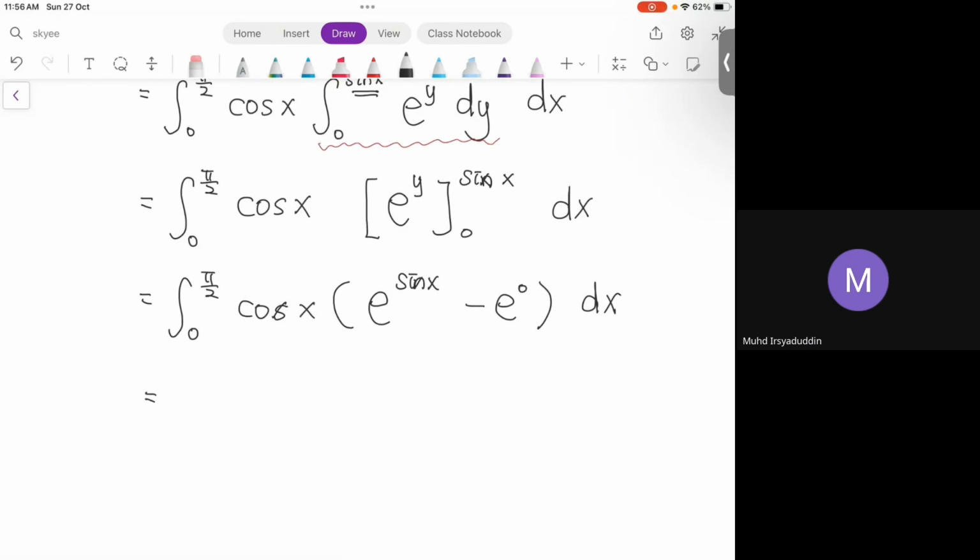So exponent 0 equals to 1. Okay, exponent 0 is equal to 1. Okay. So now we proceed to the second integration.